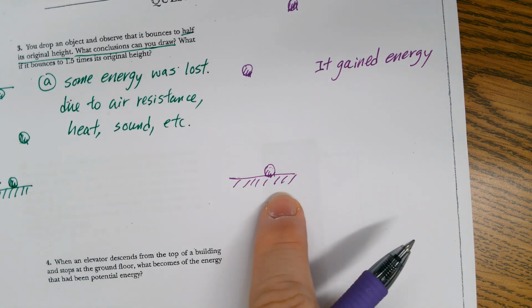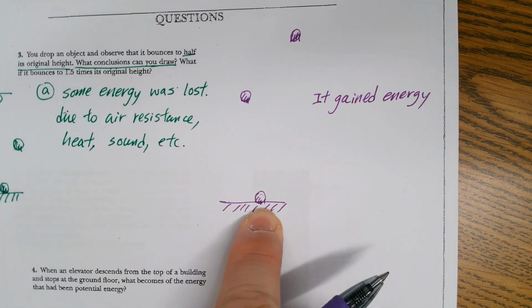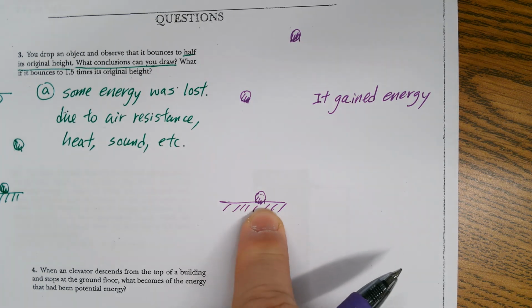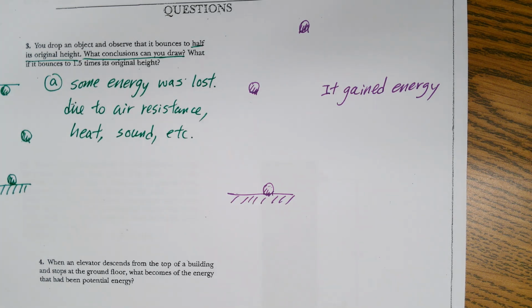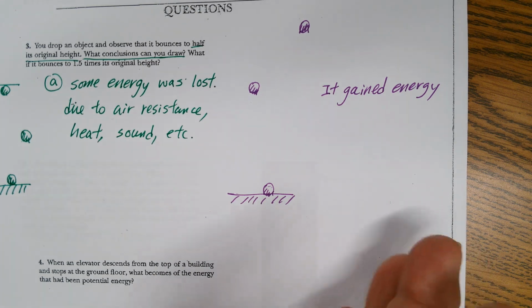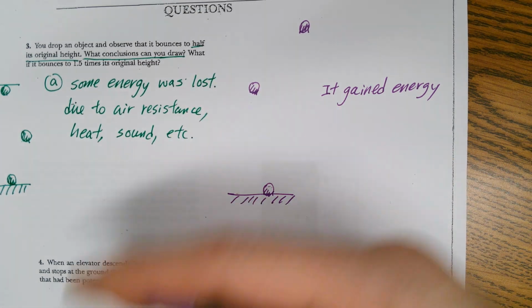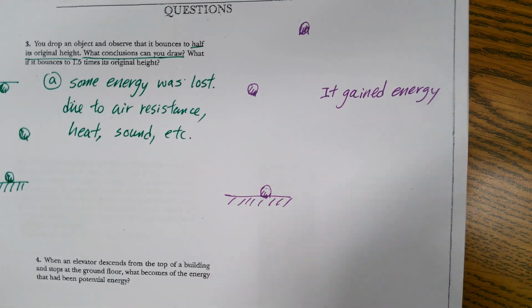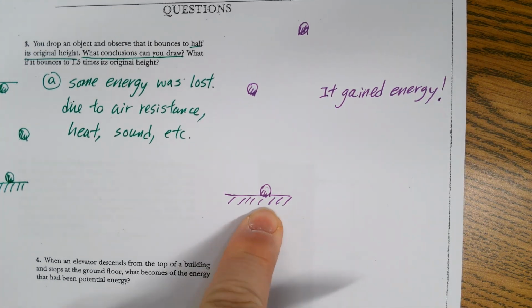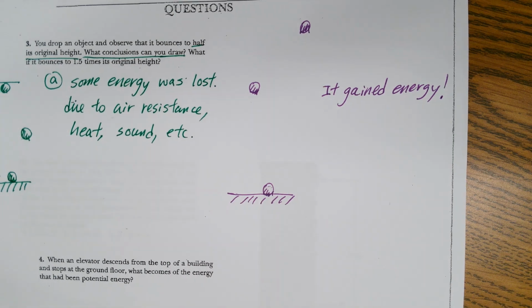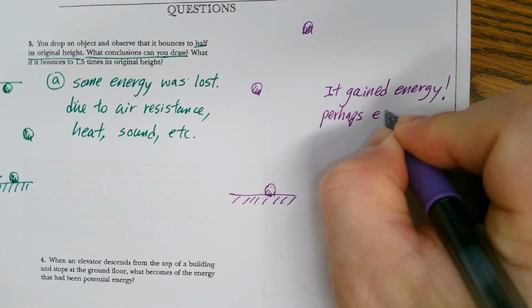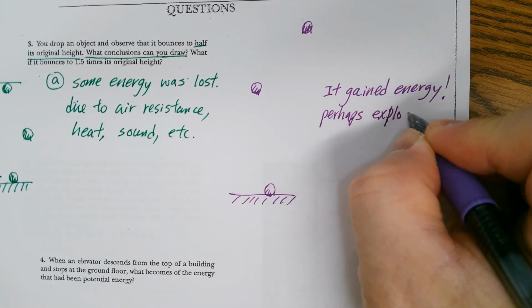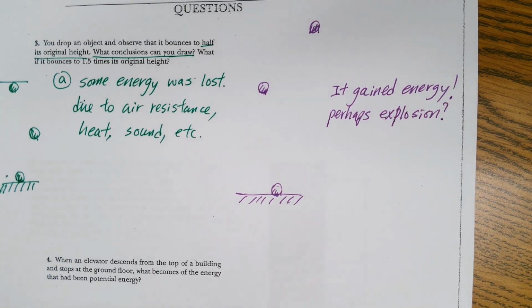Because what if there was some kind of explosion that happened right at the collision point, and then gave more energy to make it go up higher? Or the ground gave a smack or something. I'm not going to speculate what happened, but it just gained energy, maybe an explosion, right? Okay, etc.